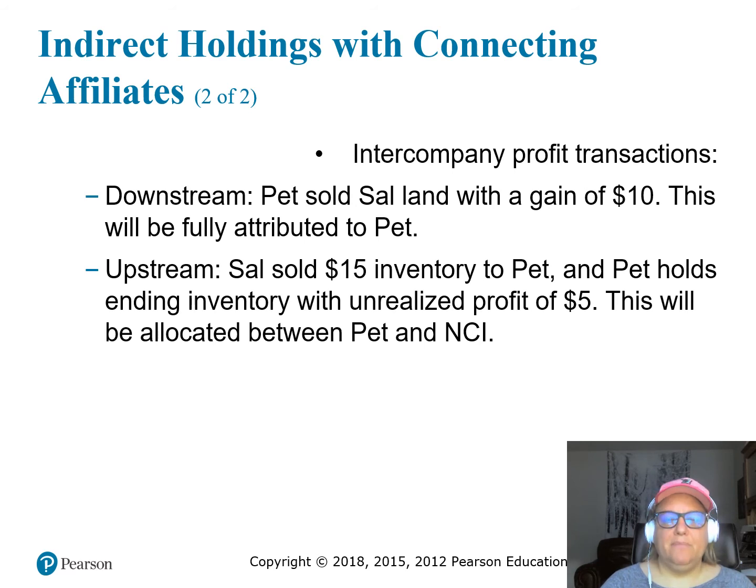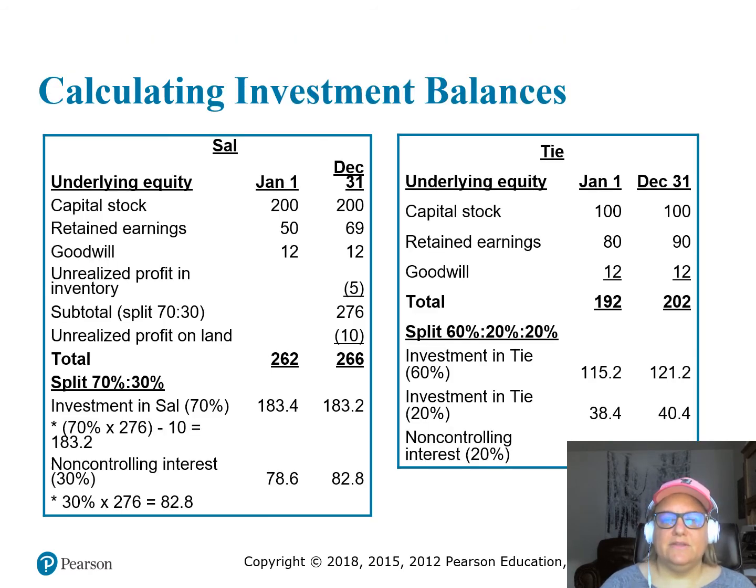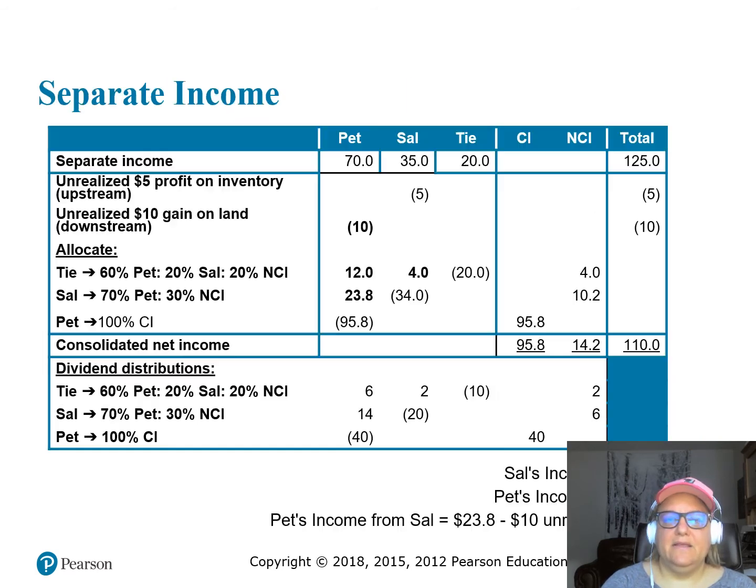Here's some intercompany profit, upstream and downstream. I'm not really worried about that. When we get to this part, I'm going to skip this. But if you want to go deeper into the learning, definitely look at the upstream and downstream, non-controlling, controlling interest. I'm most concerned with the split. So let's look at the split. And of course here we've got the investment balances calculated. You can see here the different amounts in the split. But what I'm most concerned with is right here, separate income.